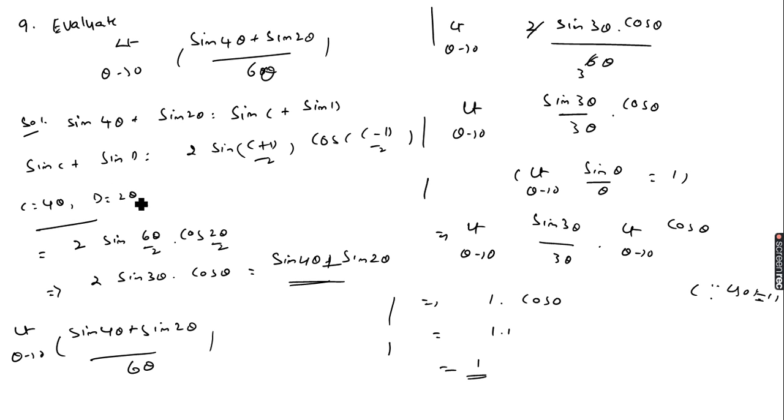Here c is equal to 4 theta and d is equal to 2 theta. We just substitute this. This is nothing but 2 sin of (4 theta plus 2 theta), that is 6 theta by 2, and cos of (4 theta minus 2 theta) by 2. So we get 2 sin 3 theta into cos theta. So this is the value.